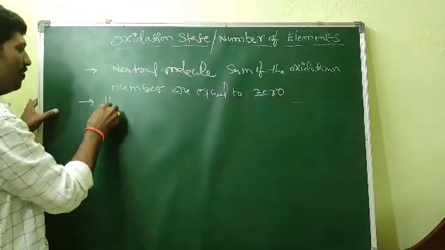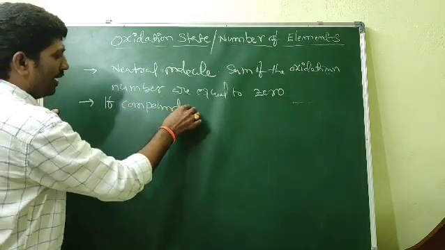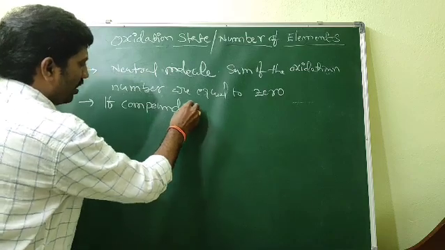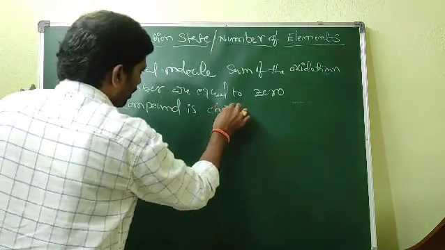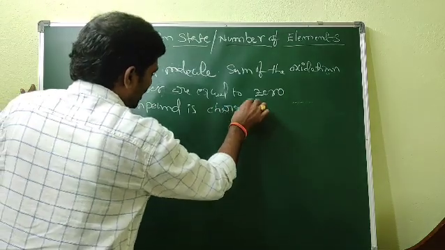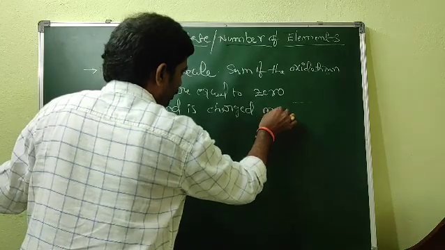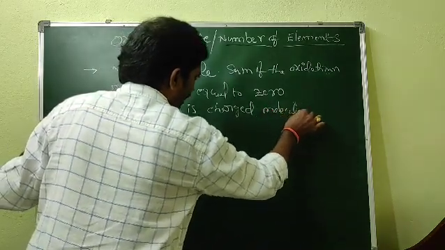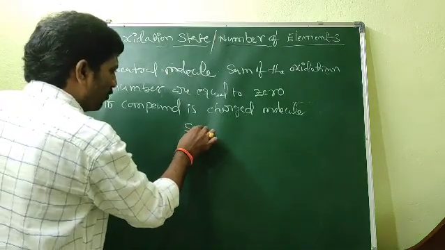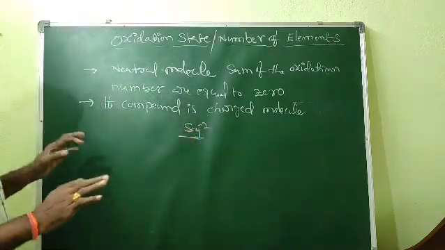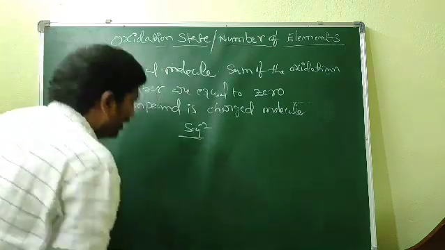Next, if the compound or molecule is charged, a charged molecule or charged compound, for example SO4 -2. Here what is the oxidation number of S? Like they will ask, what will we do? That only I will say.